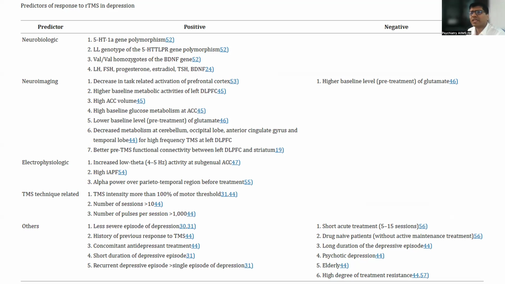Then electrophysiological predictors also: before doing the TMS, you can do an EEG and you can quantify. Quantitative EEG can give you an idea about the different waveforms or different cortical activities in different brain areas. Accordingly, that can give a prediction about the outcome. TMS related techniques, various other concomitant antidepressant treatment, and duration of depressive episode, all these parameters predict the outcome of response to TMS.